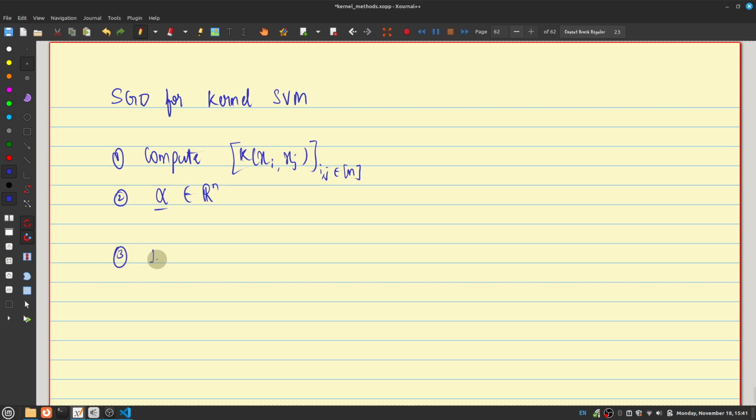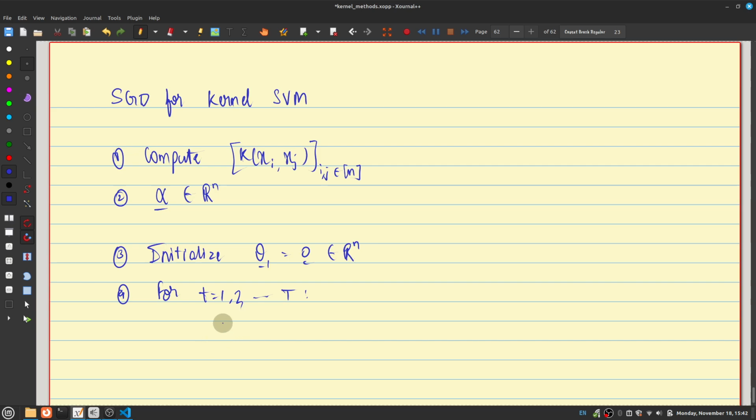So you initialize, as before, theta 1 to be equal to 0, which is going to be in R^n instead of R^d. And alpha_t is just going to be 1 over lambda t times theta_t as before.